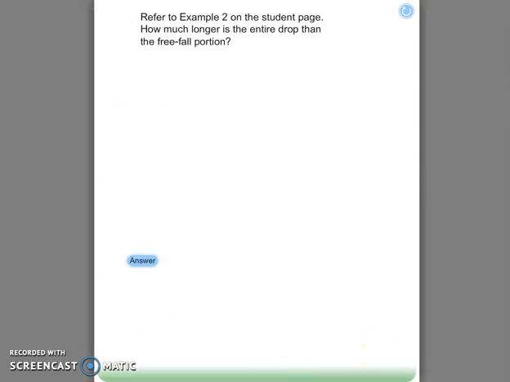Now it's your turn. Go ahead and refer back to example 2 that we were just on. How much longer is the entire drop than the free fall portion? So you might want to go back to example 2. We'll look back here at that, rewind the tape a little bit, and ask yourselves how much longer is the entire drop than the free fall portion.